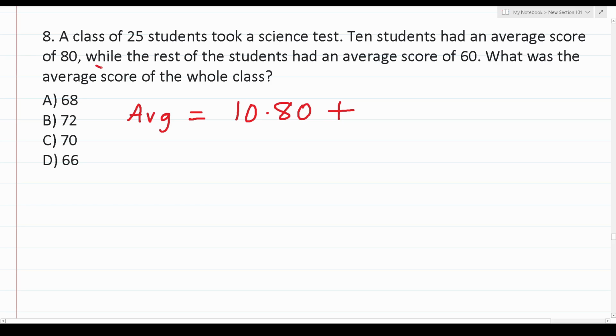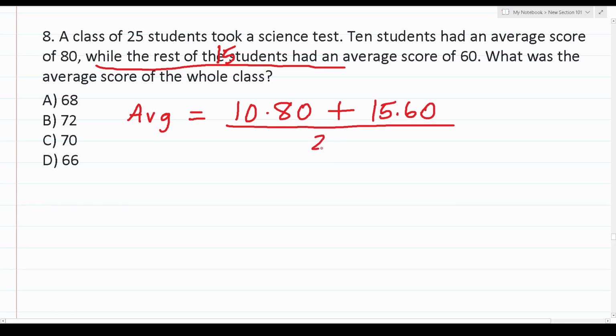Well, in this problem, that's not that clear. It says while the rest of the students had an average score of 60. Well, if there's 25 students in a class and 10 scored an 80, that means 15 got a 60. So that's going to be 15 times 60. And we're going to divide that by the total number of students who took this test, which is 25. All right, so by figuring out this arithmetic here, we'll know what the average score of the whole class was.